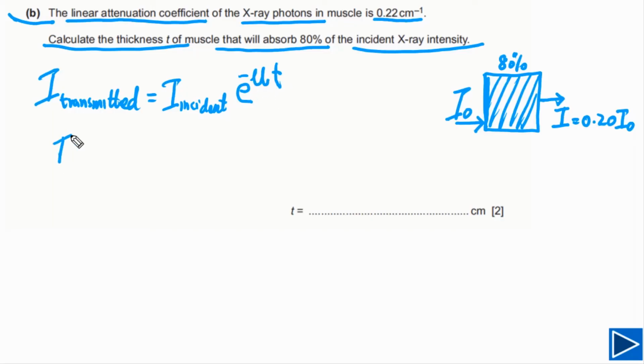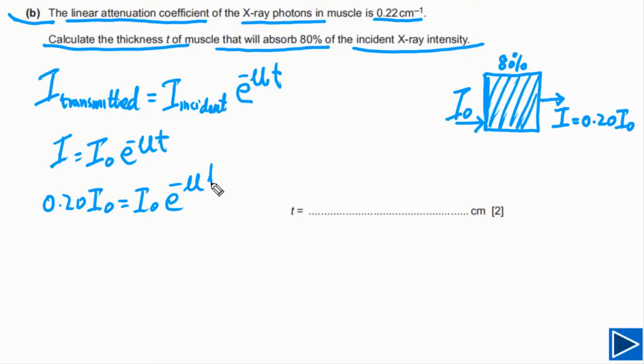So we can simply write down I is equal to I naught e to the power of negative mu times t. Now we need to plug in values. I is equal to 0.20 times I naught. Here we have I naught e to the power of negative mu times t. We can cancel I naught with I naught. So we are left with 0.20, and this is equal to e to the power of negative mu times t.